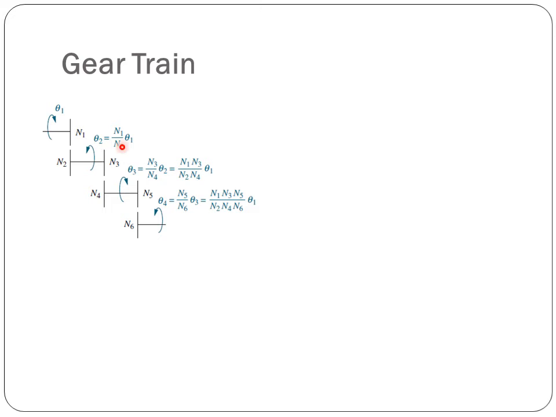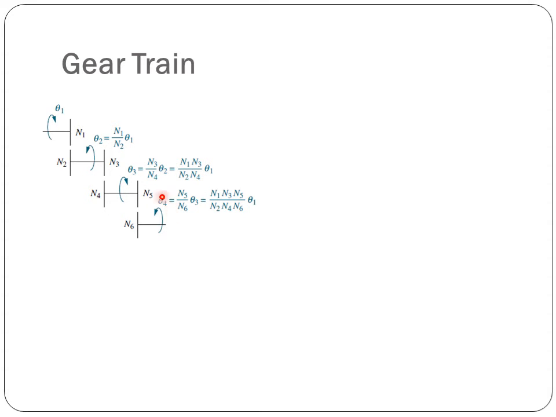And we can write the equations between this theta and theta 1 like this: theta 2 is equal to n1 by n2 into theta 1, and theta 3 is equal to n3 by n4 into theta 2, which can be rewritten as this. Because we know theta 2 from here, we replace this formula here and we get this one, right?